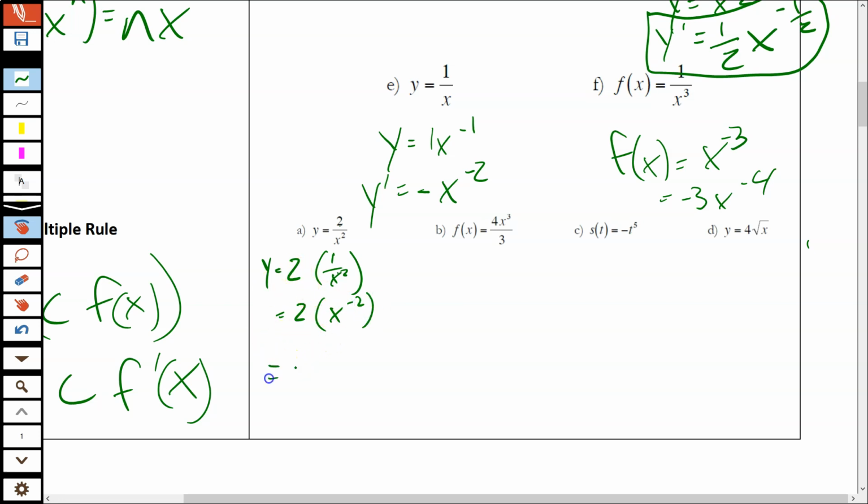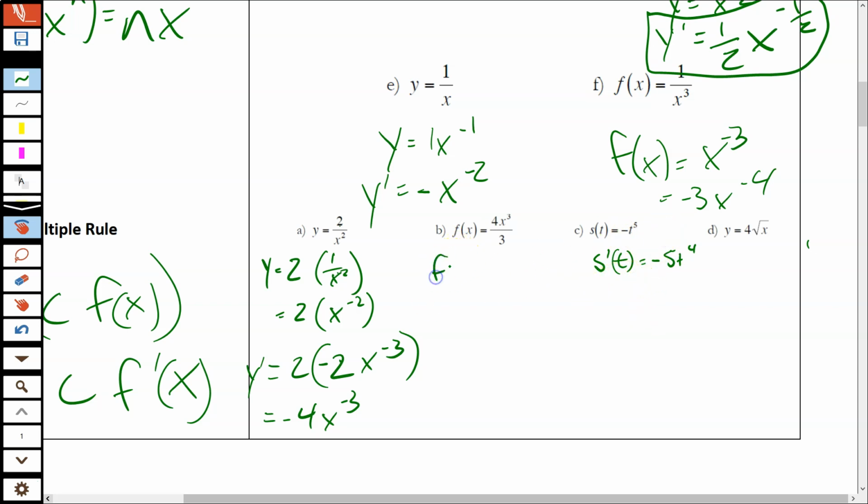So I pulled my 2 out, and then y prime is then just going to be 2, and then I'm going to follow my power rule. So I'm going to multiply by the exponent, negative 2, and then subtract 1 from it. And then I can just, as my last step, multiply those back together. So essentially what this rule is saying is that this constant in front of a function works exactly like you think it would. So for example, s prime of t for letter C, I'm going to use my power rule, 5t to the 4th, so I subtracted 1 from the exponent, multiplied by it, and then it was negative, it's still negative. So that negative 1 just comes down as I take the derivative.